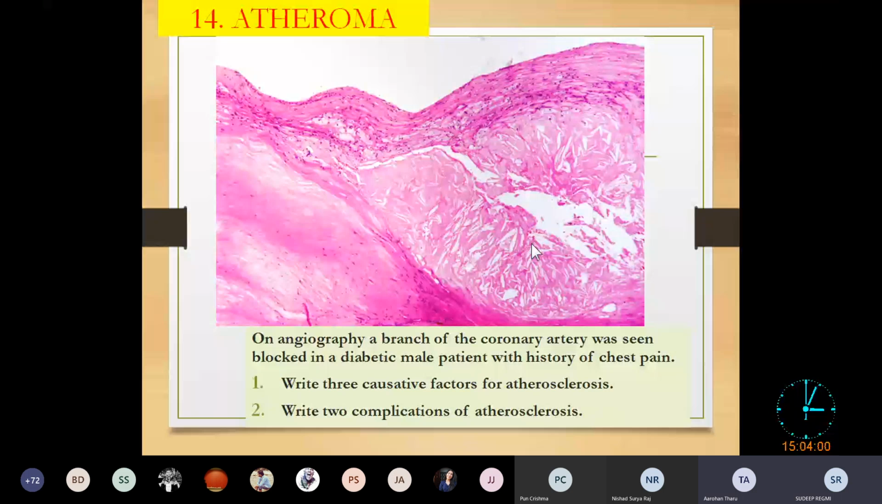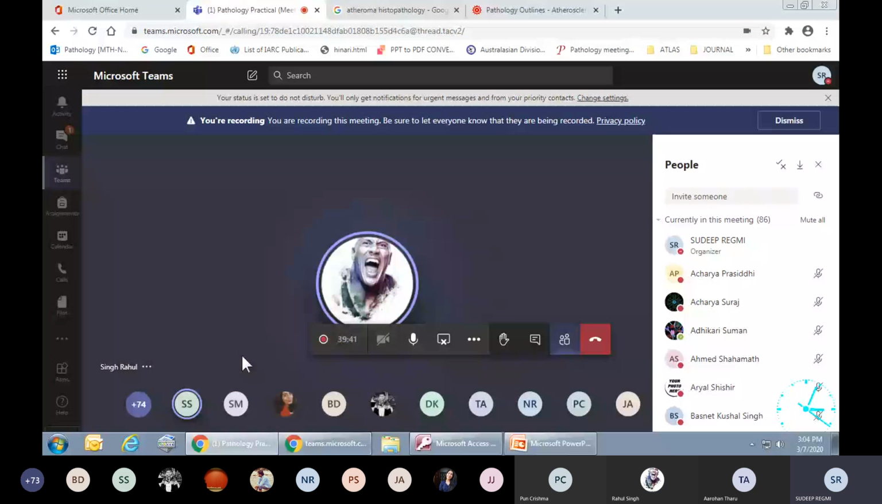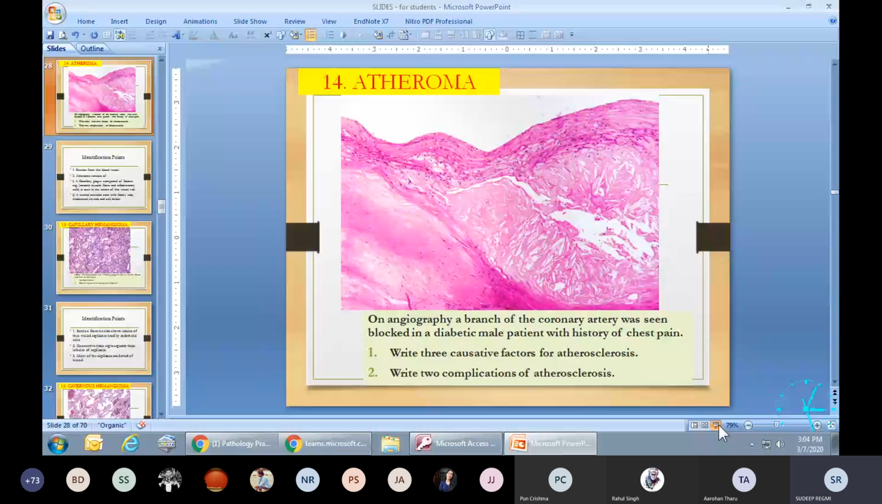So you should know all the modifiable and non-modifiable risk factors of atherosclerosis. What are the two complications of atherosclerosis? Myocardial infarction and stroke. But you should know the other complications of atherosclerosis also.